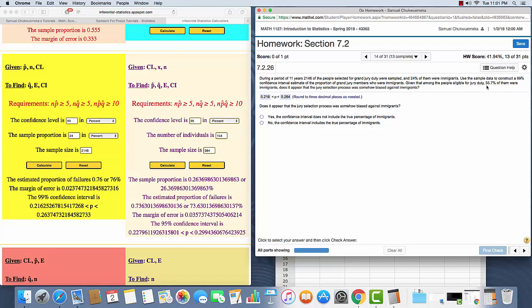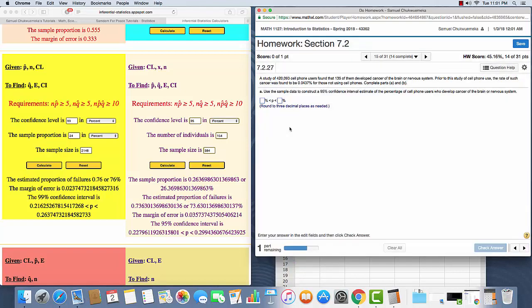Look, the people eligible for grand jury, 55.7% of them are immigrants. But you only select, this is the actual, between 21.6% and 26.4% contain the actual proportion of immigrants that are grand jury members. Okay. So yes, the confidence interval does not include the true percentage of immigrants. Yes, so it's somehow biased. Yes. Okay.